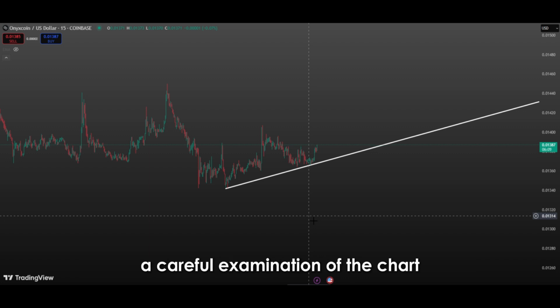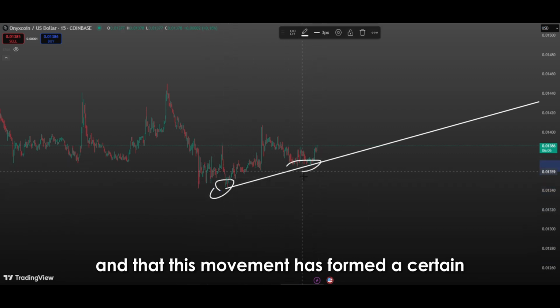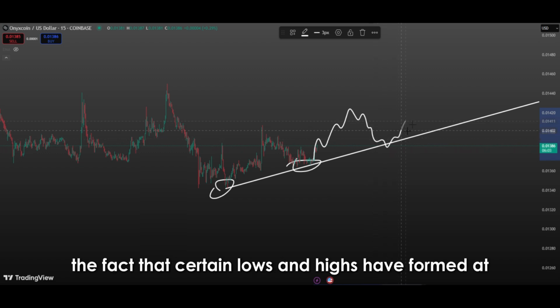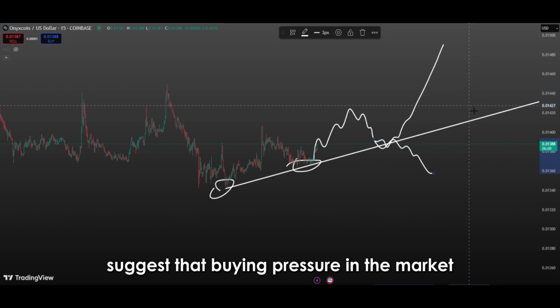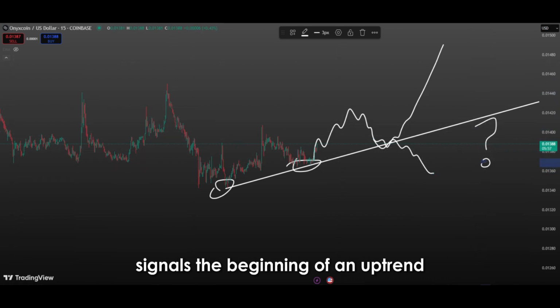A careful examination of the chart shows that price movements have been trending upwards in recent periods, and that this movement has formed a certain systematic structure. In particular, the fact that certain lows and highs have formed at successively higher levels suggests that buying pressure in the market is increasing day by day, and that this situation signals the beginning of an uptrend.